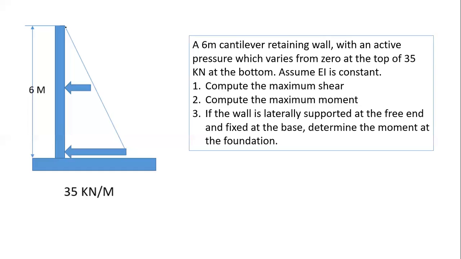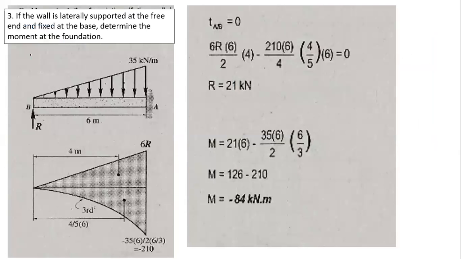kung ito dito may support daw. Ditong direction ng load nito, so ang support nito is here, ano? Kung may support daw siya sa free end, so magiging parang prop beam na to. If we are going to rotate the wall, that becomes a prop beam. So the wall is laterally supported at the free end and fixed at the base, determine the moment at the foundation. So pagka rotate natin, ganito mangyari niyan.